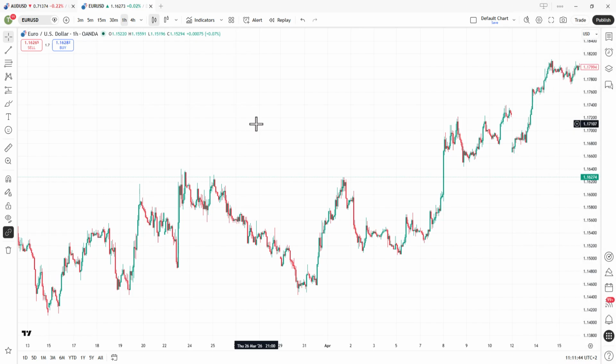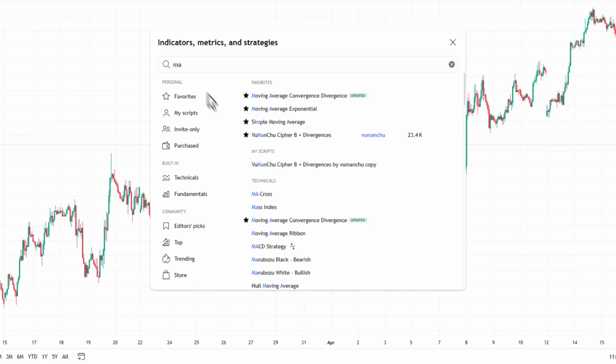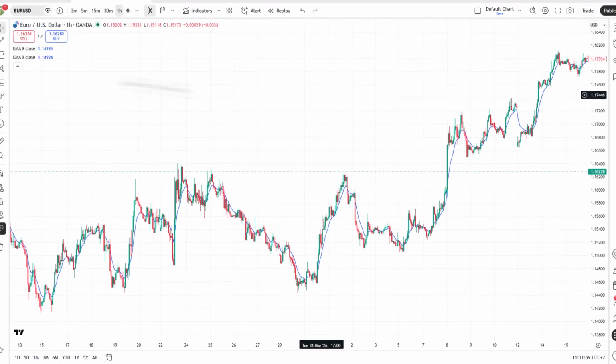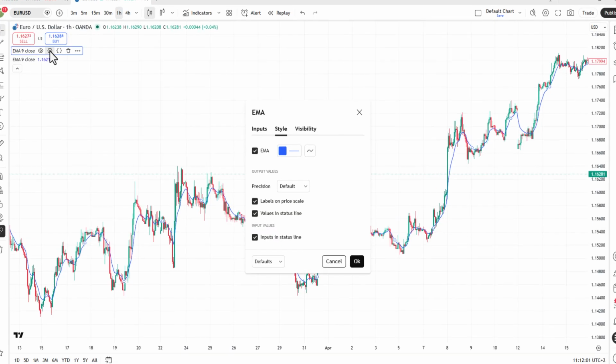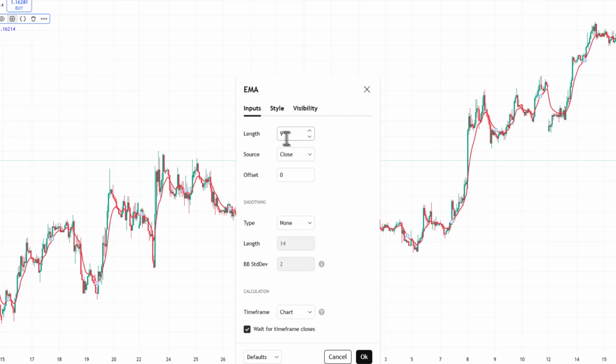One popular beginner strategy is the moving average crossover. Let's add two moving averages. Let's go with, we can type in moving average and moving average exponential. I'll add two of them. Go to Settings, Style. This one will be the short-term moving average. I'll give it a red color, make it thicker. And for the input, I will set it at 20.